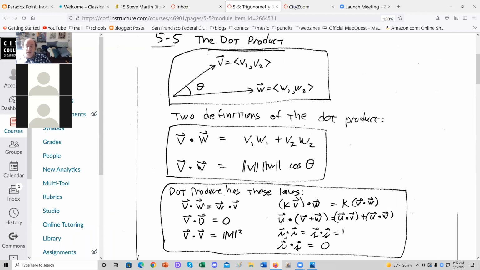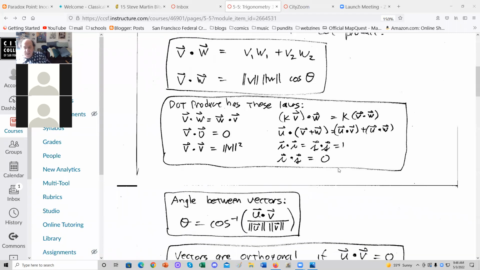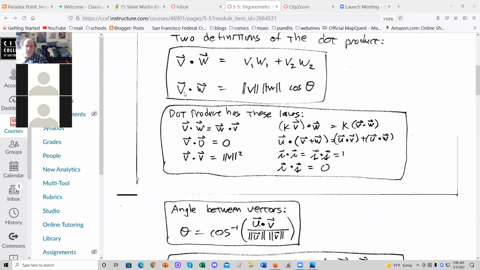Now the vector i, the unit vector 1, 0 in the x direction, dotted with itself equals 1. Its length is 1. J dot j, the unit vector 0, 1 in the y direction, dotted with itself also equals 1. That follows straight from the lengths, because i and j both have length 1. And i dot j equals 0 because they are at right angles to each other and cosine of 90 degrees is 0.